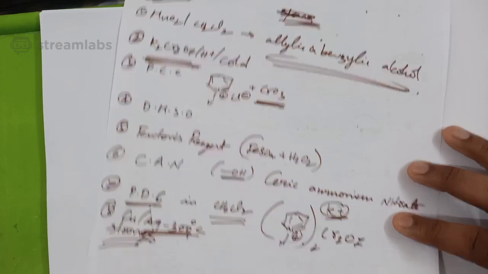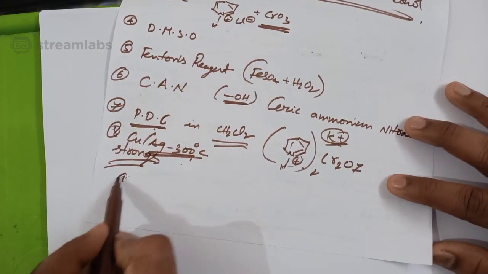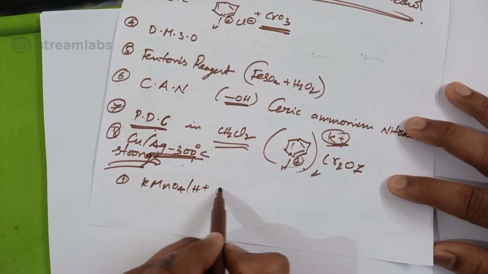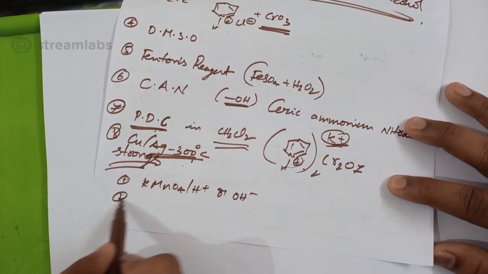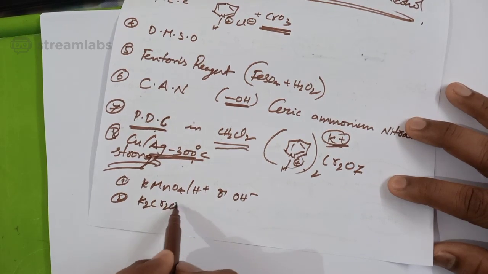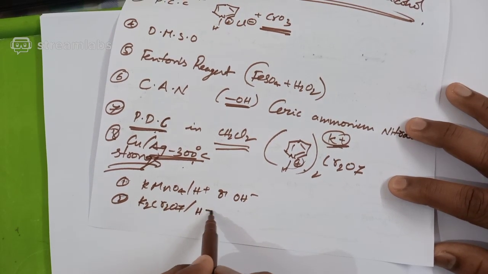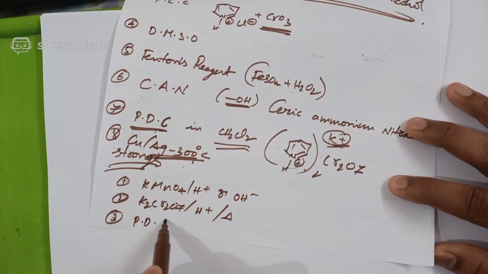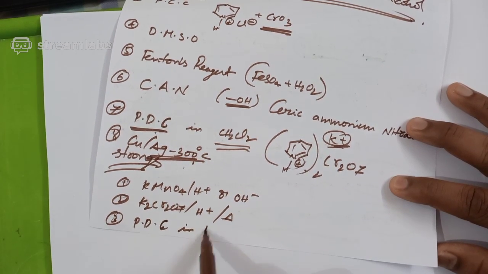That is also a mild oxidizing agent. And strong oxidizing agents well known, that is KMnO4 with H+ ion or base OH-. The second one is K2Cr2O7 with H+ under hot conditions. And the third one is, as I just said, PDC but in DMF, dimethyl formamide.